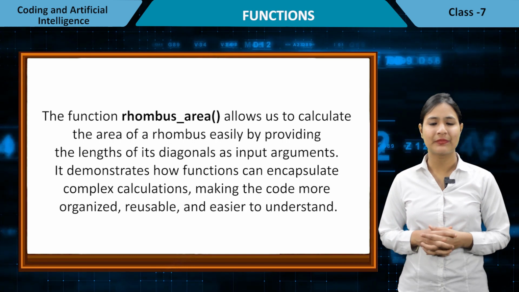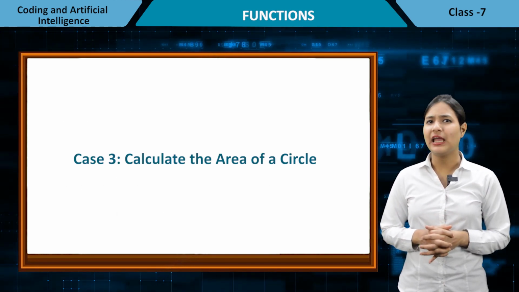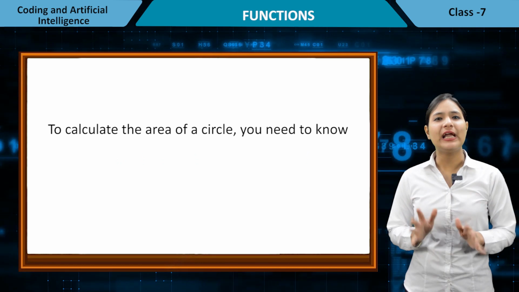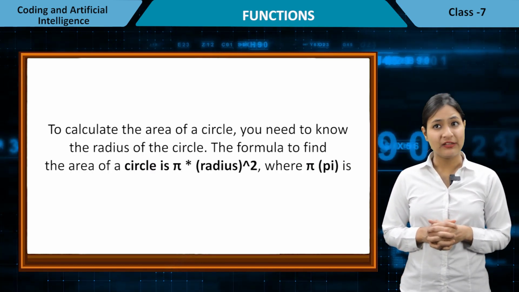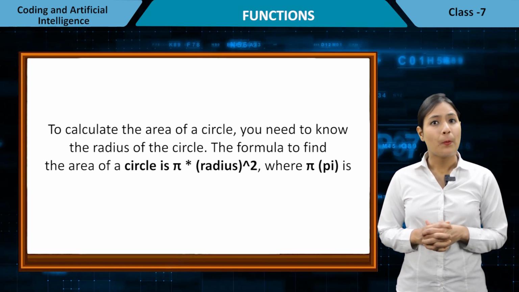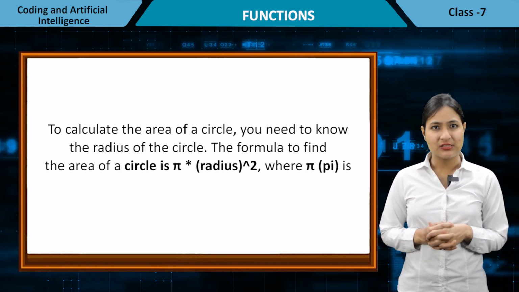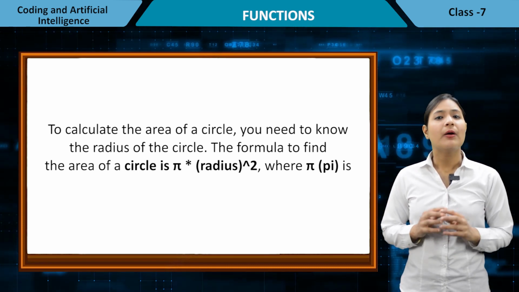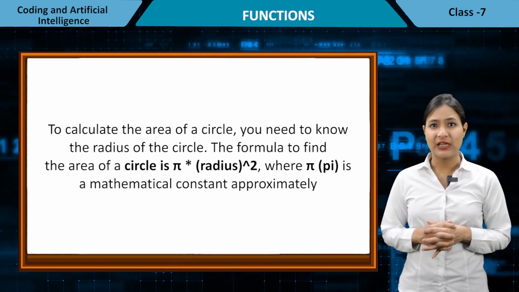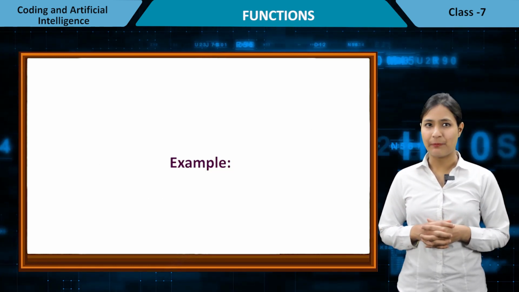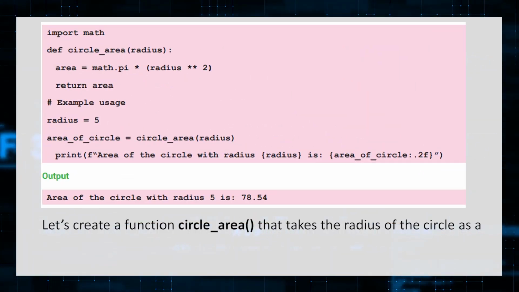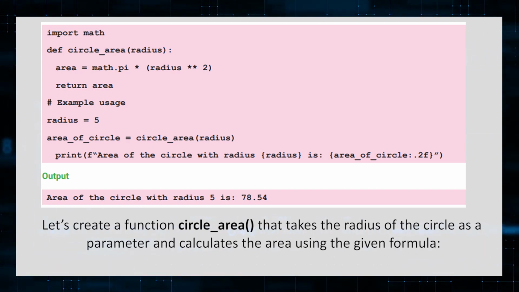Case 3. Calculate the area of a circle. To calculate the area of a circle, you need to know the radius of the circle. The formula to find the area of a circle is pi multiplied by radius squared, where pi is a mathematical constant approximately equal to 3.14159. Example. Let's create a function circle_area that takes the radius of the circle as a parameter and calculates the area using the given formula.